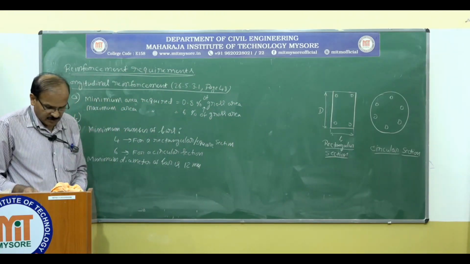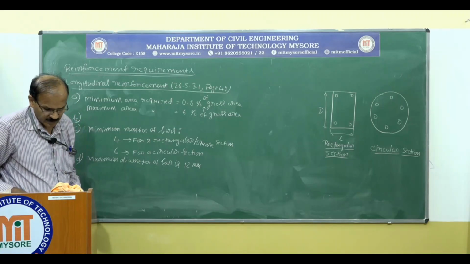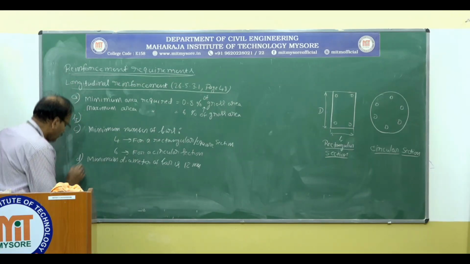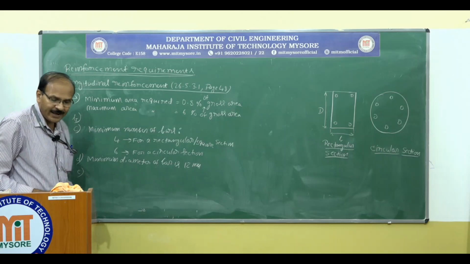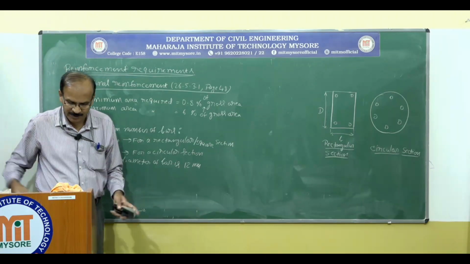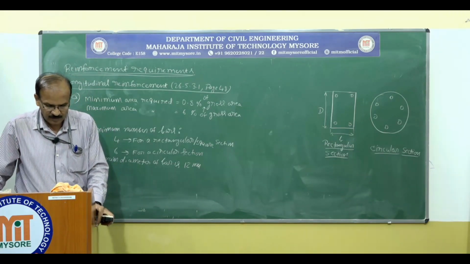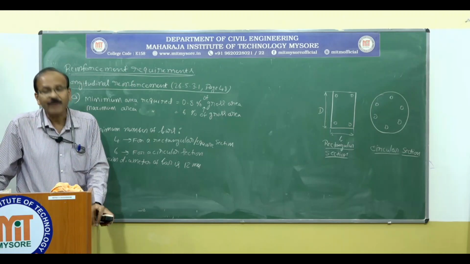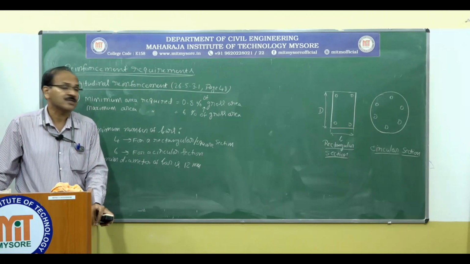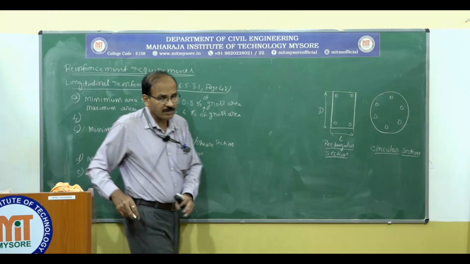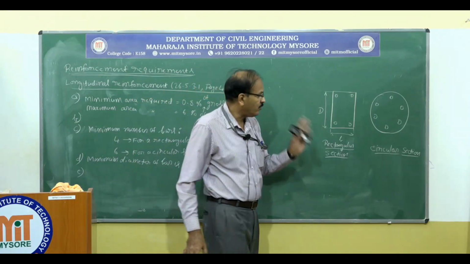And the next point is E. It says any column with helical reinforcement should have at least 6 bars. So what it means is, I am not going to write down that point, I am going to briefly explain what it is.